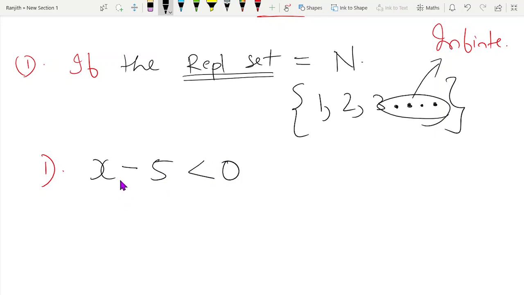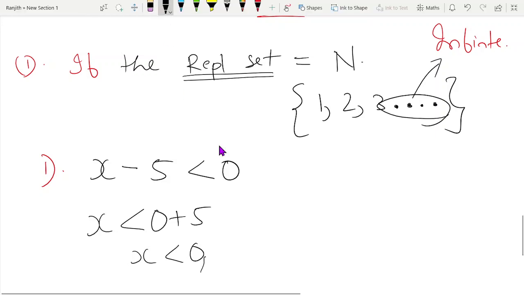Okay, first find the value of x. How do you find the value of x? x is less than 0. Minus 5 goes to the other side. 0 plus 5, which is 5. So x is less than 5, sir. Is it correct?